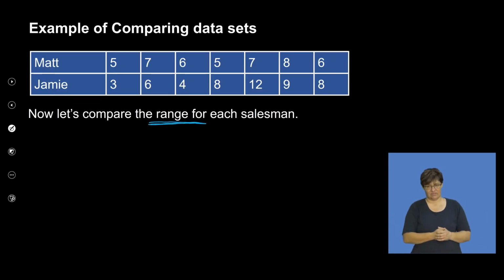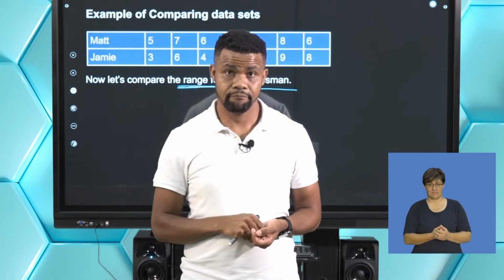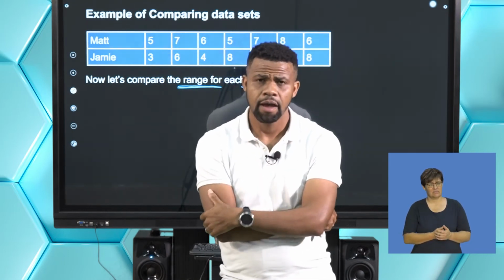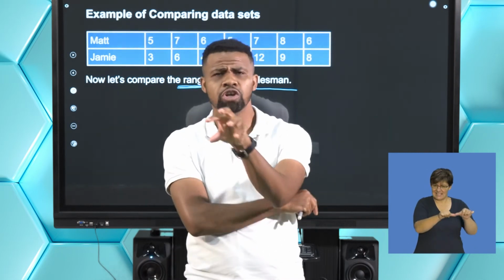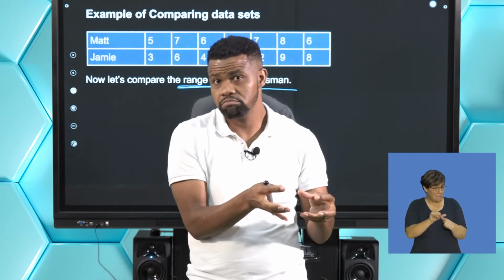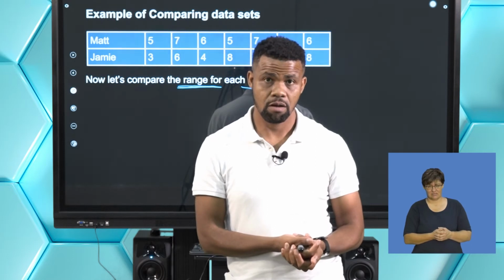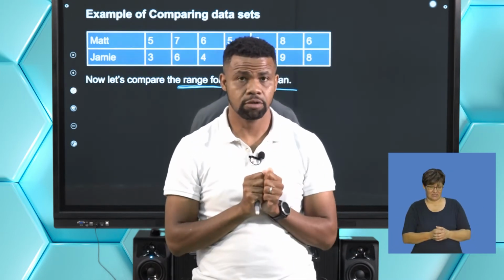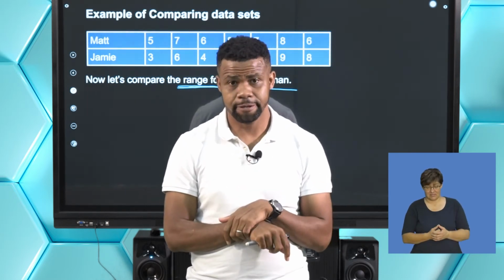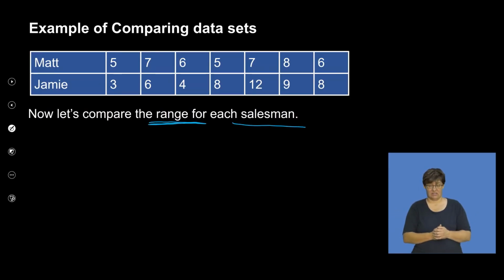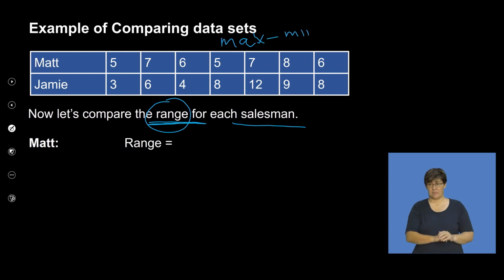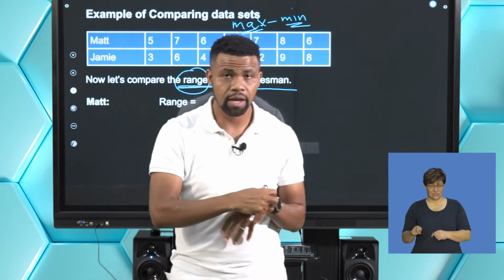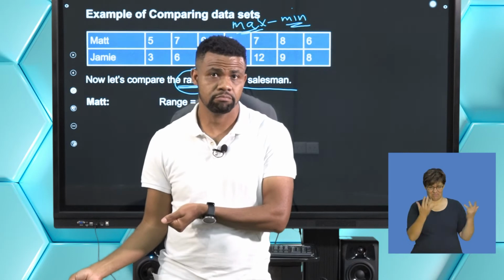So let's do the range for each salesman and see. What does the range tell us? I think a range will tell us who's the most consistent. But is consistency better for you, or do you prefer average? What would you go with? Average or range? And we said mode doesn't really tell us here. So if we do the range, just remember that the range is the maximum minus the minimum. Maximum is the highest value, and the minimum is the lowest value. That's how we calculate range.